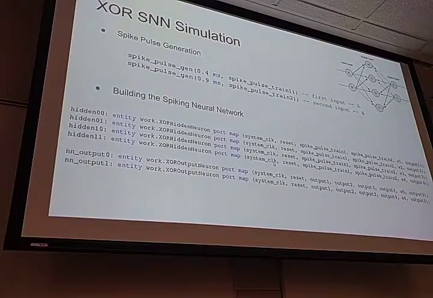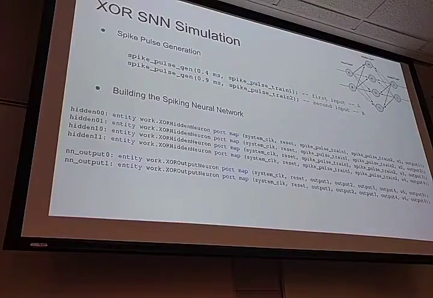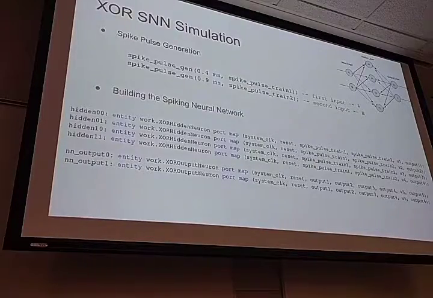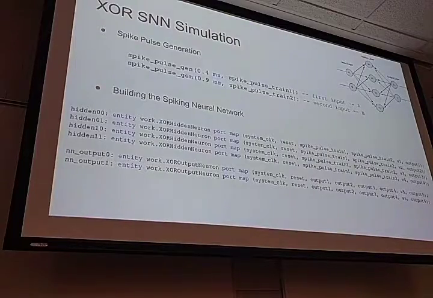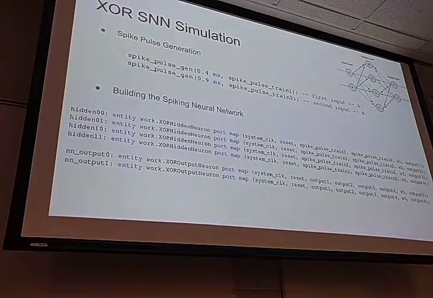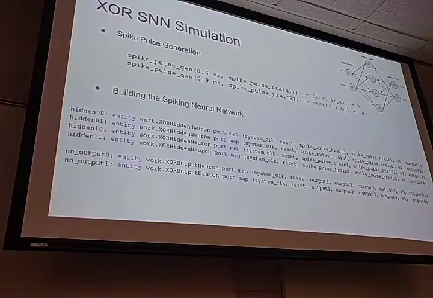So now I'll be discussing a little bit about the XOR SNN simulation in VHDL. As you can see, that's the final network we are planning to generate, and these are the values that we have given to generate the initial spike pulses. Basically, we need one rate to encode the value 0 and one rate to encode the value 1. The only requirement is that they should be clearly distinguishable, and visually it should be represented very clearly. And this is just an example of building the spiking neural network.